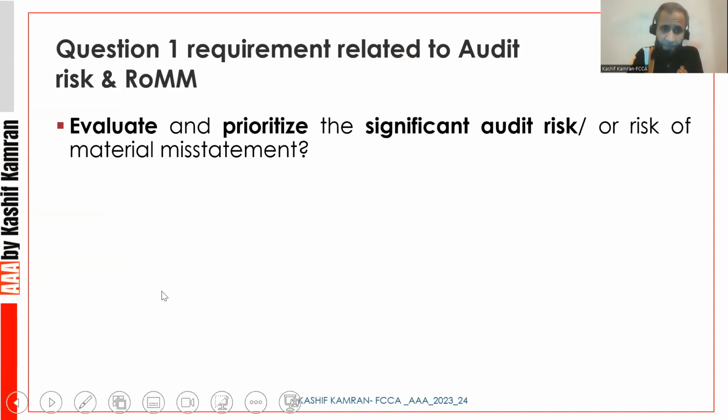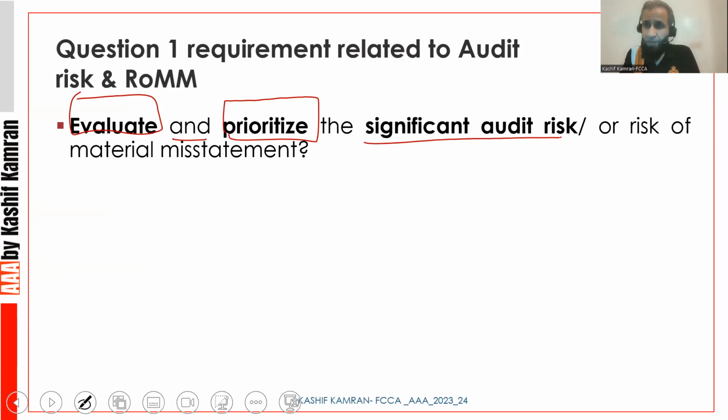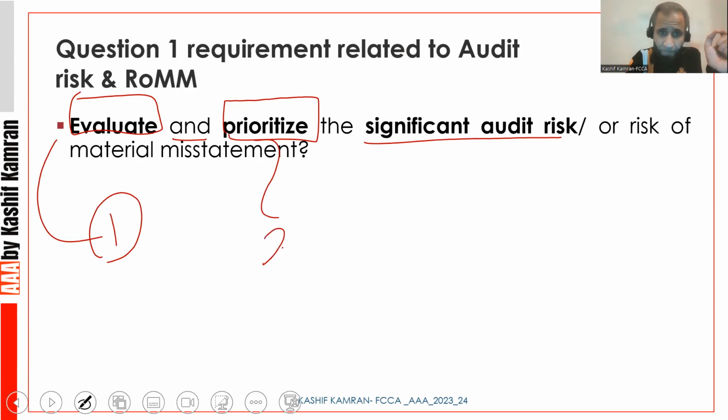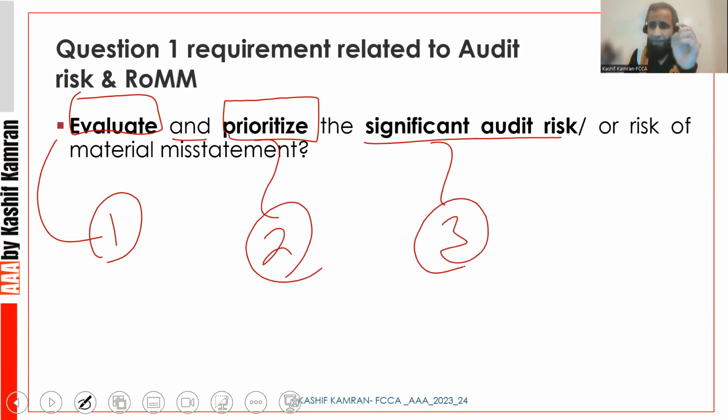Now, if you look at the question in front of your screen and you critically evaluate it, it says evaluate, number 1, and prioritize, number 2, the significant audit risk or the risk of material misstatement. Are we meeting the expectation of the examiner in terms of the critical terminologies used across this question set? Number 1, evaluate. Number 2, prioritize. Number 3, significant. If you're not meeting the expectation around 1, 2, 3, you're not fetching good marks in the question set around risk, which takes most of the marks in the first question.